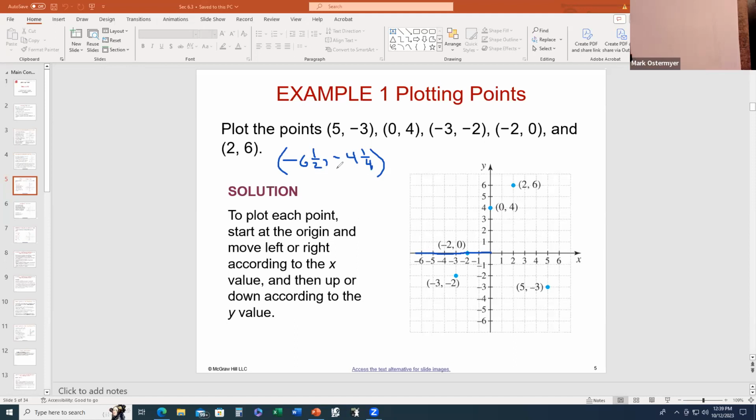Now we've got to move down negative 4.25, parallel to my y-axis. So there's negative 1, negative 2, negative 3, negative 4, and then I move down 1/4 more. So right about there. You just approximate it the best you can. Make sense? Yeah, we just have to do the best we can with fractional and decimal coordinates.